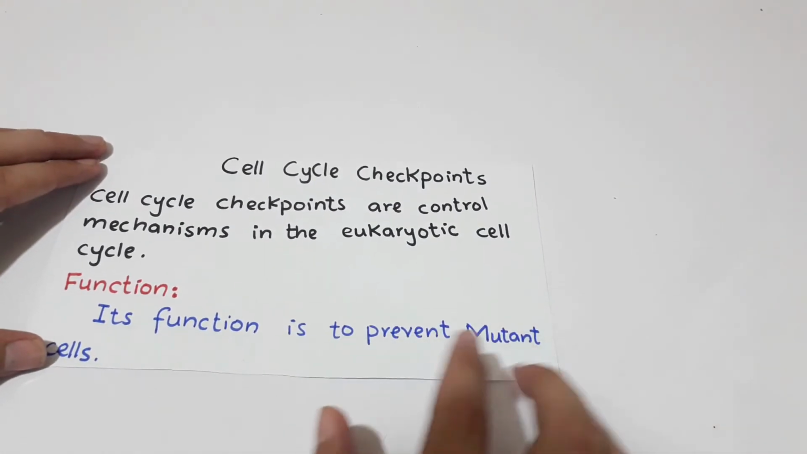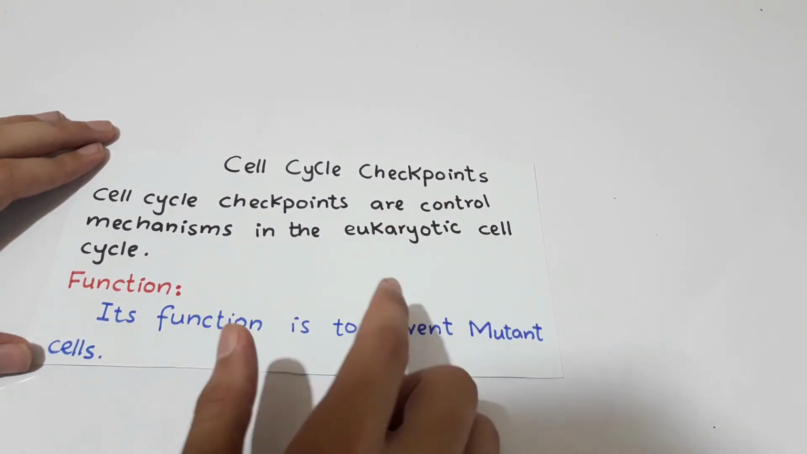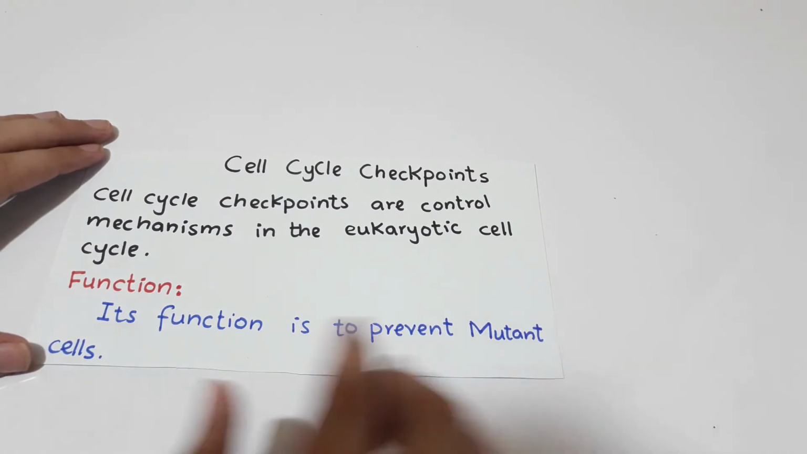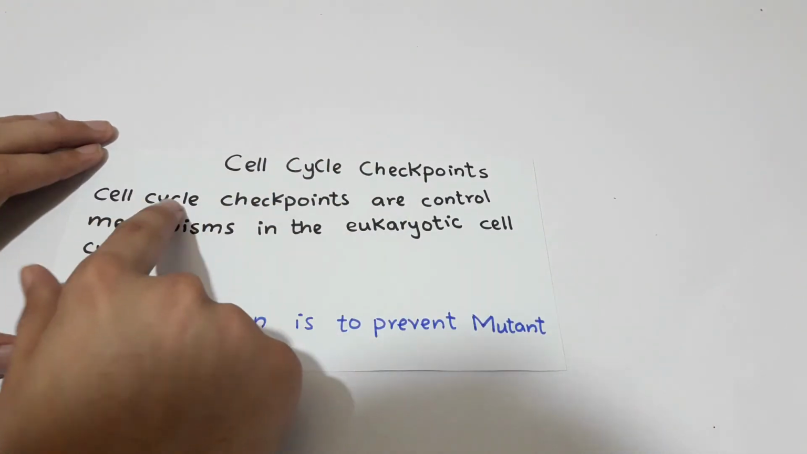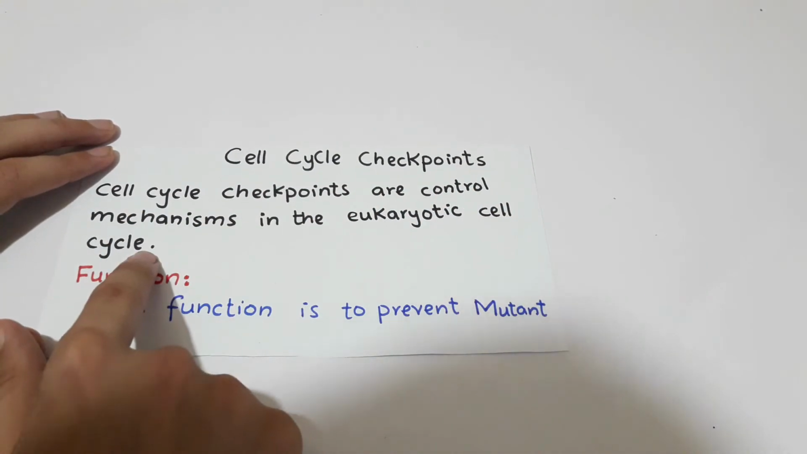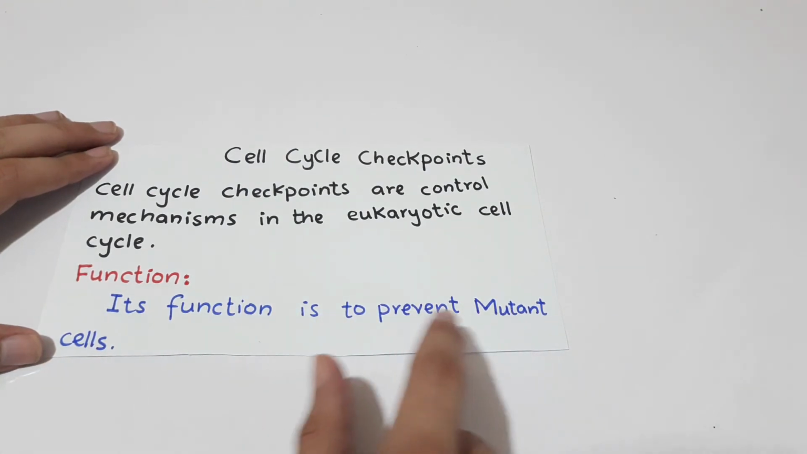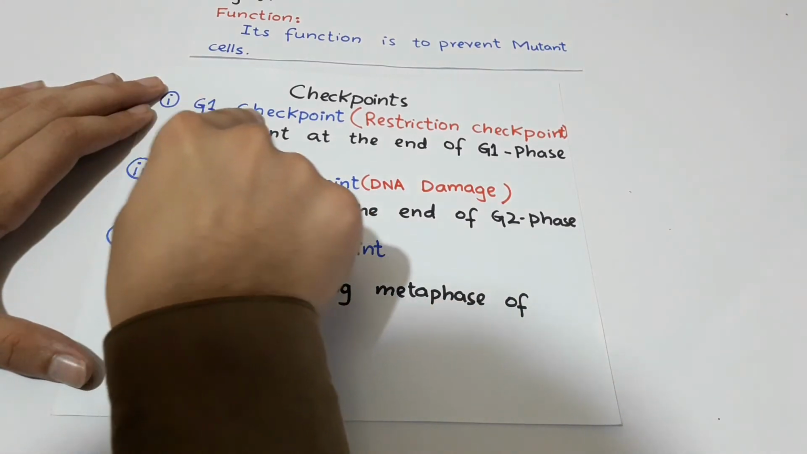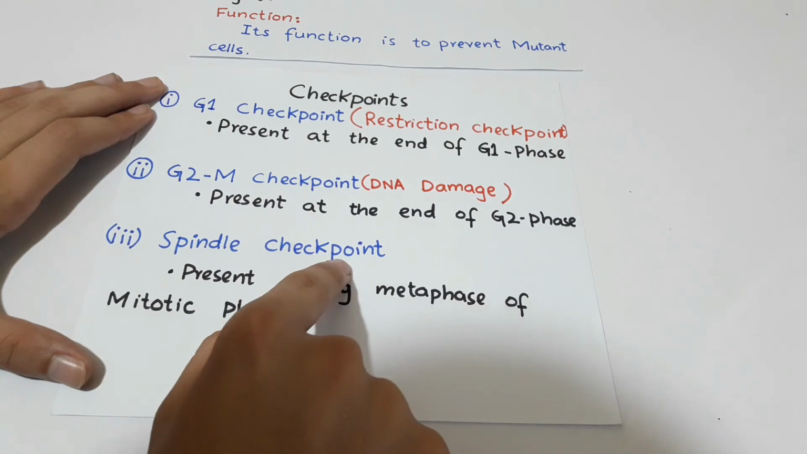Another most important function occurring in the cell cycle is checking the cells for errors, and this is carried out by cell cycle checkpoints. Cell cycle checkpoints are control mechanisms in the eukaryotic cell. Their function is to prevent mutant cells, those cells which have some error. The major checkpoints are the G1 checkpoint, G2 M checkpoint, and spindle checkpoint.